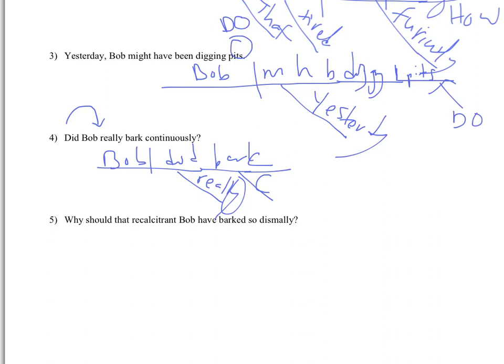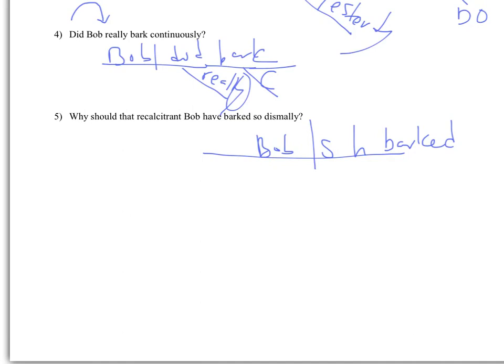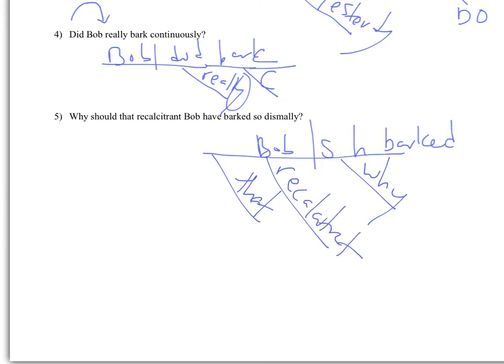Finally, number 5. Why should that recalcitrant, disobedient Bob have barked so dismally? Bob should have barked. Now this is tricky, okay? So you probably were stuck on number 5 because of the word why, right? Because you couldn't really rearrange it to make a statement. Why answers, right? It's an adverb. Why Bob barked. So why goes under the verb. That describes which Bob, that Bob, and Bob is recalcitrant, disobedient. It's a nice word. Probably a meme word. That recalcitrant Bob should have barked so dismally.